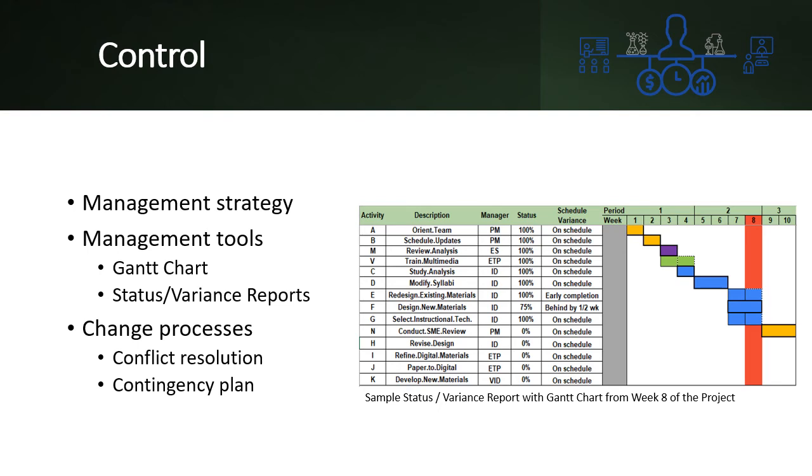The project manager will use a Gantt chart during the control phase. The Gantt chart will be used together with status variance reports to keep track of project completion. Status variance reports will be updated by key personnel on a bi-weekly basis. The illustration shows a mock report for week 8 of the project.